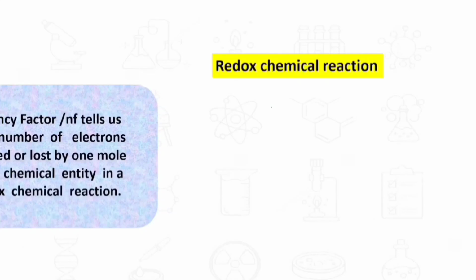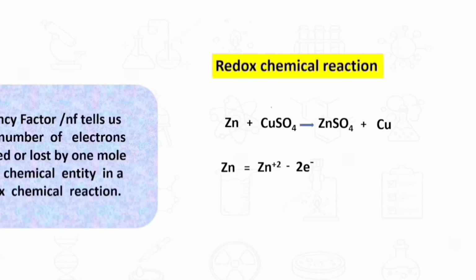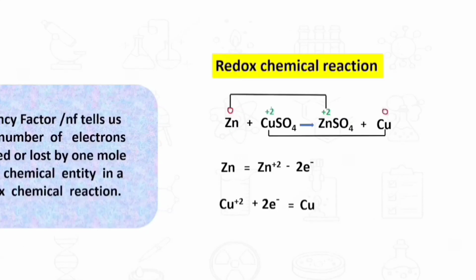Let me take another example to make it more clear. In the reaction between zinc and copper sulfate, zinc sulfate and copper are produced. In this redox chemical reaction, zinc is losing 2 electrons and its oxidation state increased from 0 to +2, whereas copper gains 2 electrons and its oxidation state reduced from +2 to 0.